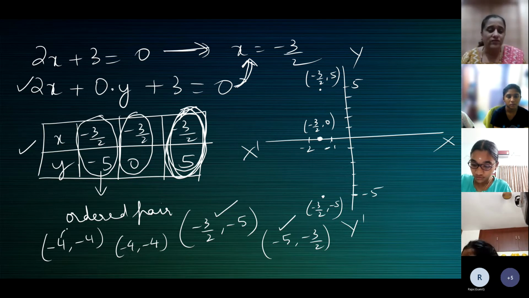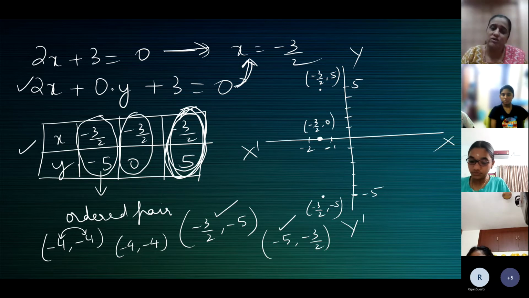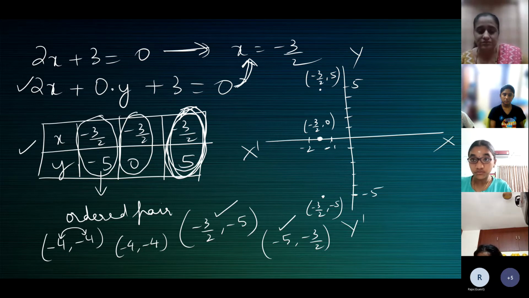When the values of x and y are equal, when the x coordinate is equal to the y coordinate, then even if you exchange them, it's still the same point, -4 comma -4. Otherwise, the location is different.